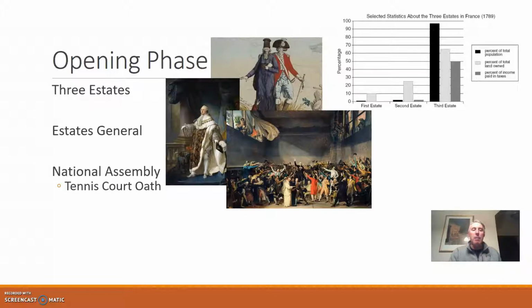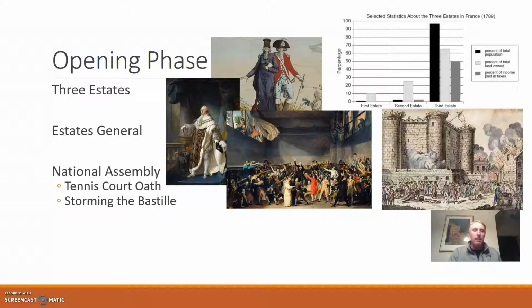A few weeks later, a mob in Paris, fearing that the king would force this new group to disband, stormed the Bastille. Now, the Bastille was a medieval fortress that housed political prisoners. This event on July 14, 1789, is generally viewed as the official start of the French Revolution, right? It's celebrated as their version of Independence Day, the way that we celebrate July 4th. Now, the audacity, the boldness, and the violence, because they killed a number of the guards of this crowd, it really worried the king and the nobility.